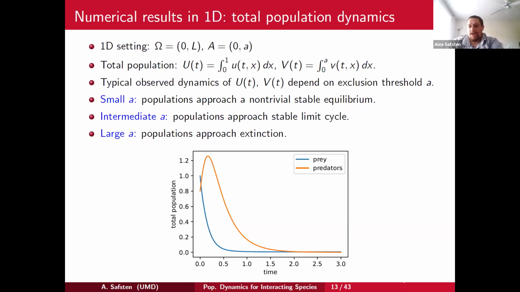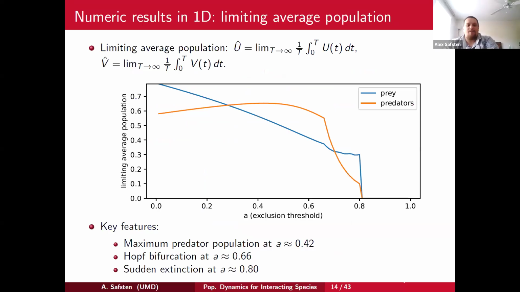So we can capture all three of these behaviors by graphing something that I call the limiting average population. I take that total population, integrate it from 0 to capital T, and divide by capital T to get an average total population from time 0 to time capital T. And then I take the limit as capital T goes to infinity. And I've graphed here an approximation of that quantity.